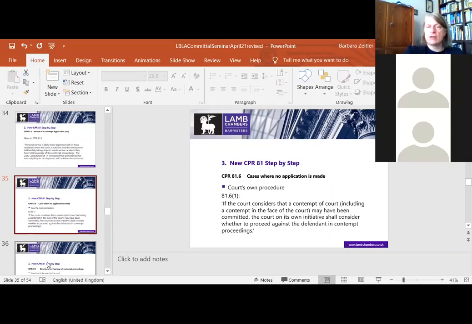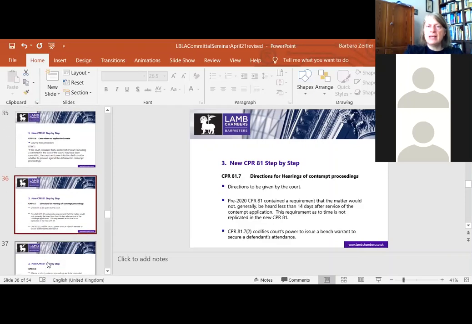81.6 is not something that I propose to spend a great deal of time on, because that doesn't concern us so much in the context of antisocial behaviour. It's that the court can initiate contempt proceedings itself. 81.7 contains the various directions which the court can make or will make for contempt proceedings.